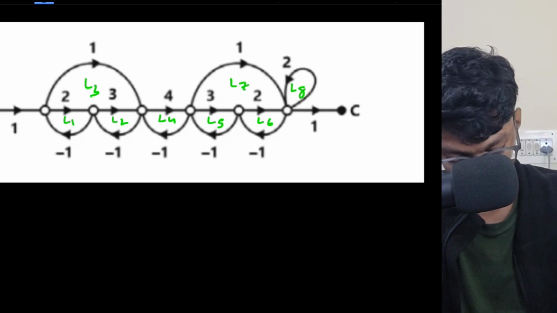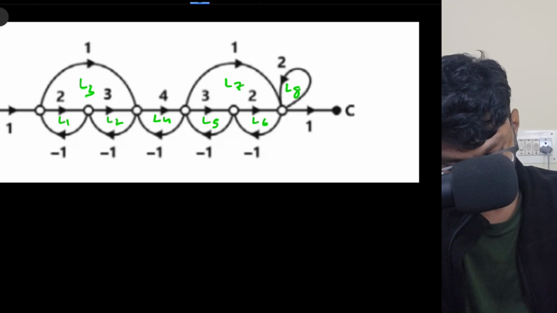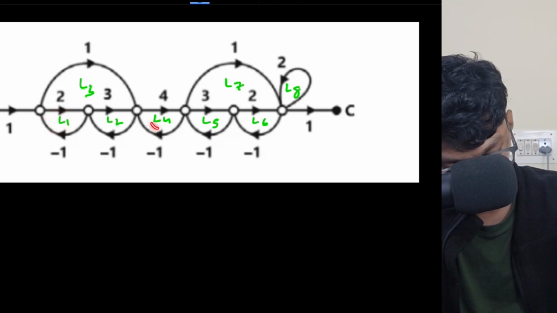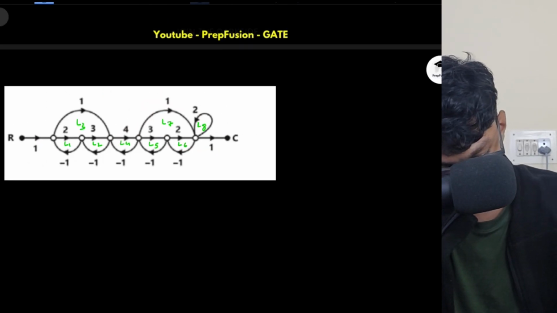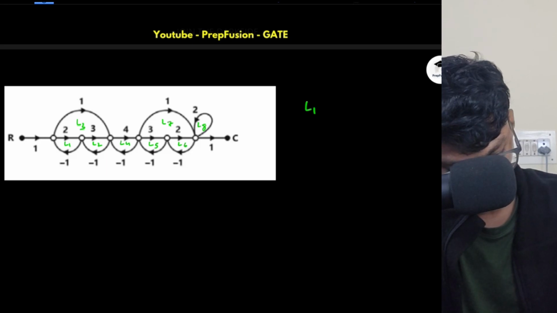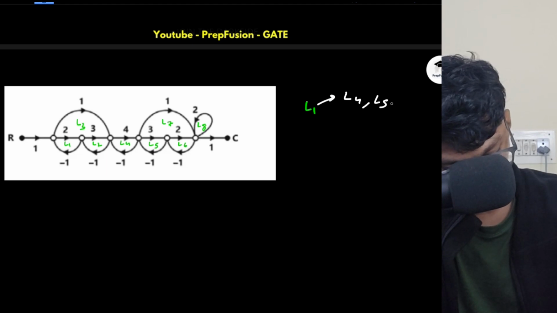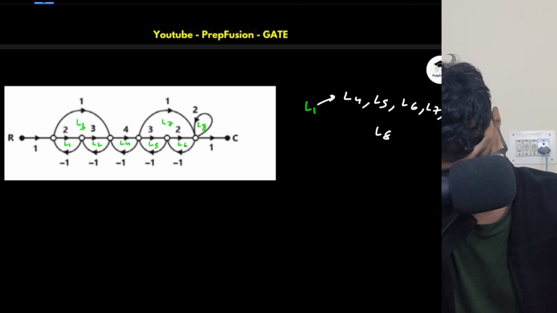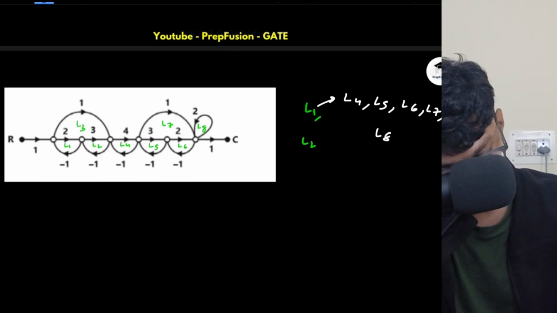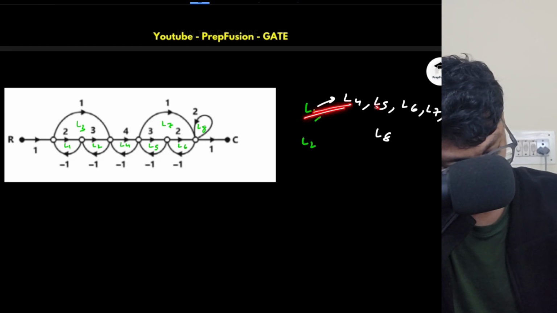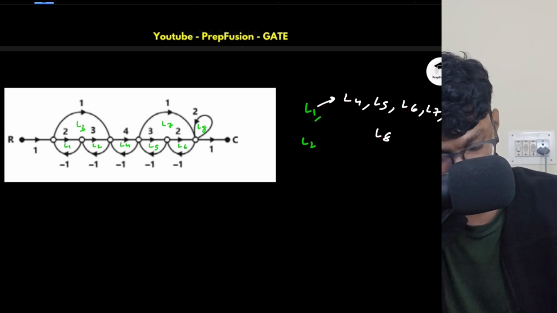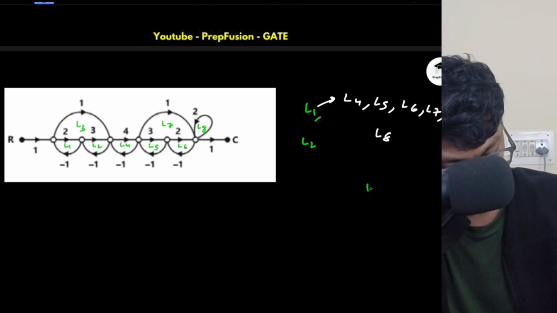Now you just need to count how many loops are non-touching. So I observe, obviously L1 is non-touching with all the other loops, that is L4, L5, L6, L7, L8. Same for L2 as well. So total, how many do I have currently? This combination 1, 2, 3, 4, 5 into 2 combinations. So total 10 combinations I have.